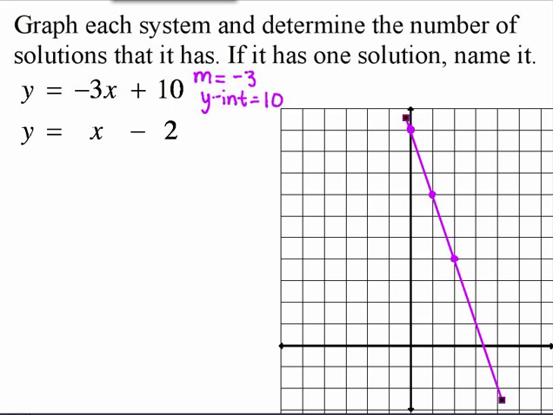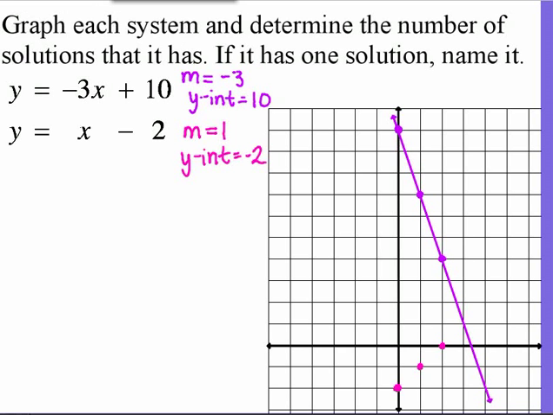I'll actually use pink. So what's the slope of my second line? 1. Good. What's my y-intercept? Negative 2. So at negative 2, I'm going to put a dot. Slope of 1 means you do what? Up 1 over 1. So if I go ahead and draw my line in.